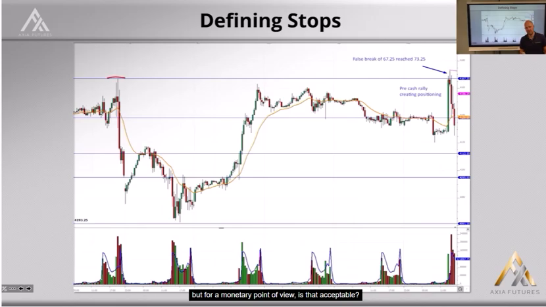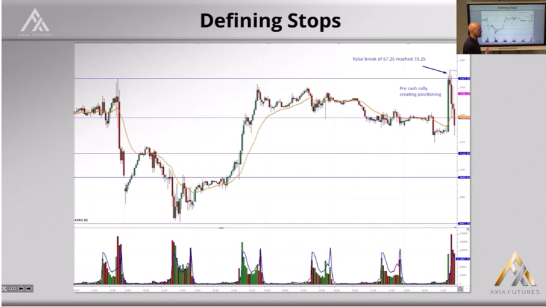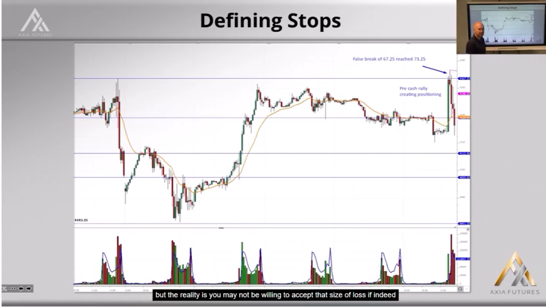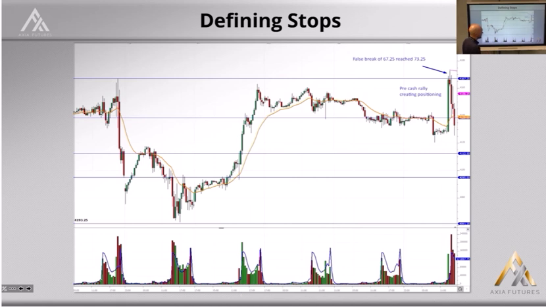But from a monetary point of view, is that acceptable? Are you happy to take a 10 handle stop? Bear in mind that's $500 per contract. Yes, you get a decent payout on that, absolutely. You're going to make 25, so that's going to give you $1,250 if this works out. So it's not a bad risk reward, but the reality is you may not be willing to accept that size of loss if indeed it goes wrong. So how do you play a trade like this and refine that stop down?